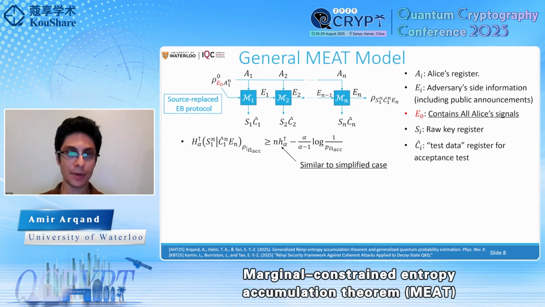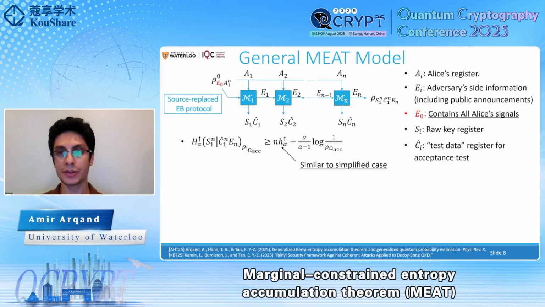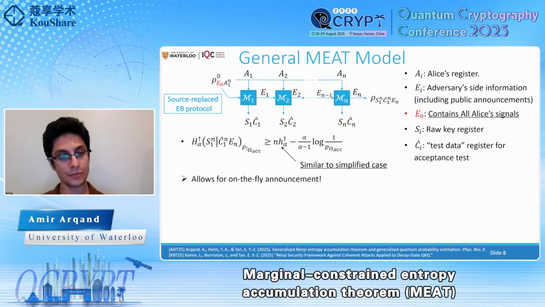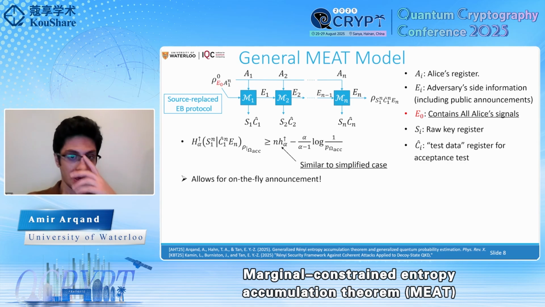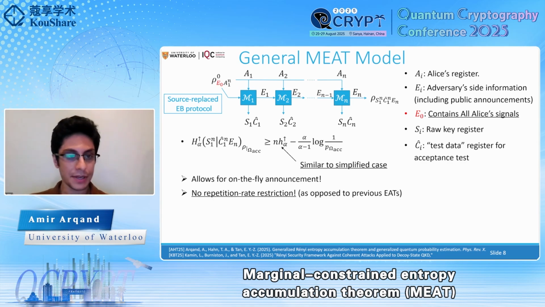But why do we care about this more general form? What advantage does it have? Well, first of all, it allows for analyzing on-the-fly announcements, which means that Alice and Bob could actually make their announcements before the quantum phase of the protocol is done, which is useful in practical scenarios.